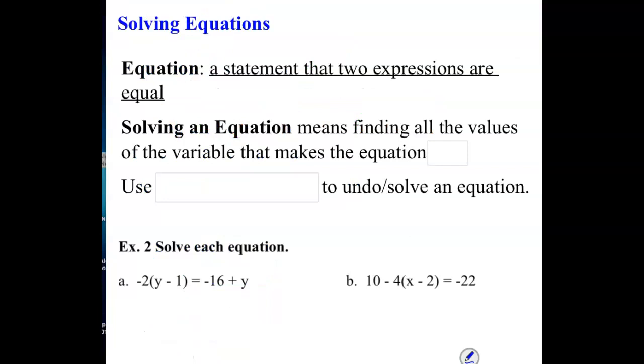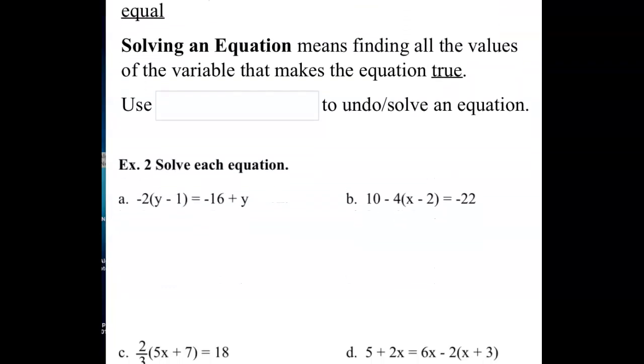All right, let's jump to section 1.4. We first start out by defining an equation as a statement that 2 expressions are equal. And when we solve an equation, we're really trying to find all the values for the variable that makes the equation true. To do that, we are going to use inverse operations to undo or solve the equation.